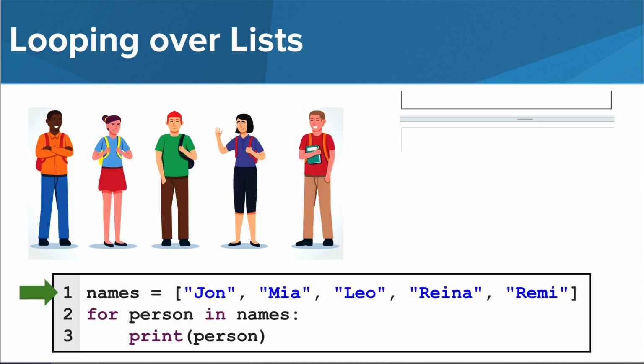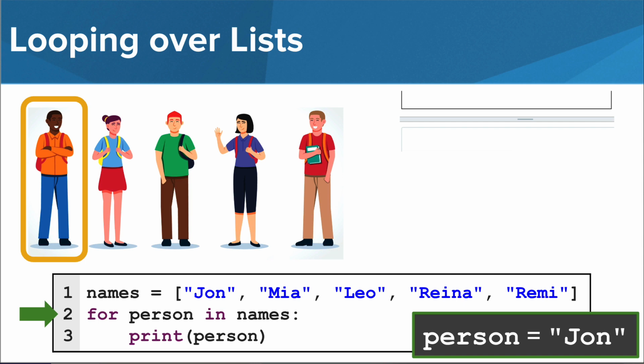Let's see how. On line 1, we are creating our list of students. On line 2, we have written for person in names. Person is the variable we are using to keep track of each item in the list one by one, and names is the list we want to iterate through. The variable person takes on the value of the first item in the list, which in this case is John. We enter the loop and the command inside is completed, so John is printed to the console.